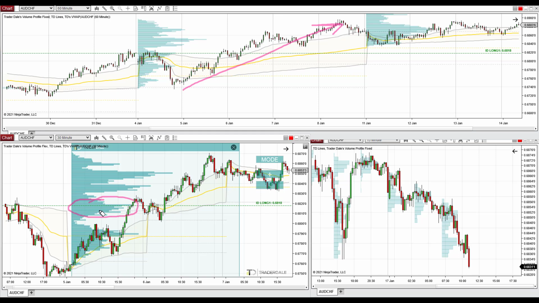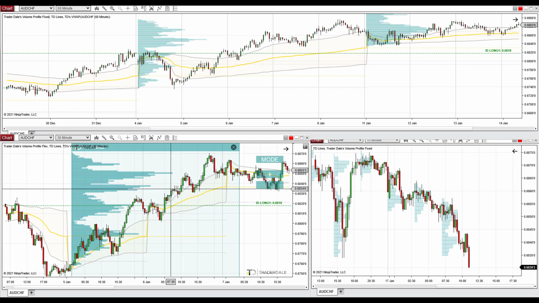So this is the volume cluster. There are also other volume clusters you can see there, but those are already tested. As you can see, for example, this one got tested in here, so I don't want to trade that anymore. But this one, the one at 0.6818, hasn't been tested yet, so that's why I still consider trading it. So the logic is very similar as with the previous trading idea. As the price was pushing upwards, buyers were adding to the long positions in here, where you see the heavy volumes on the volume profile.